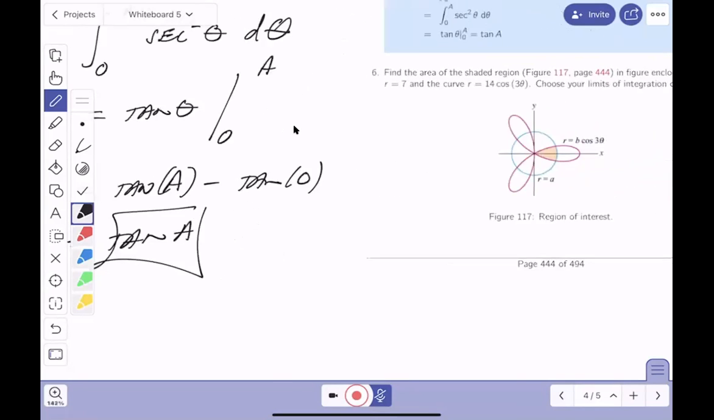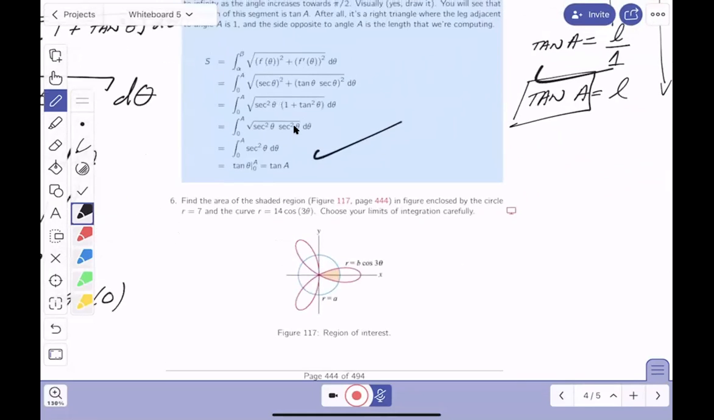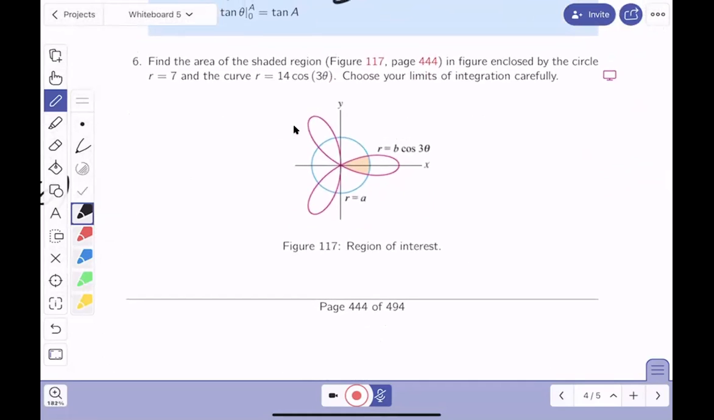All right, did I get the same answer before? Of course I did. They're both tan A. Everything works out beautifully. All right, let's do number 6. I think number 6 might be the last question.